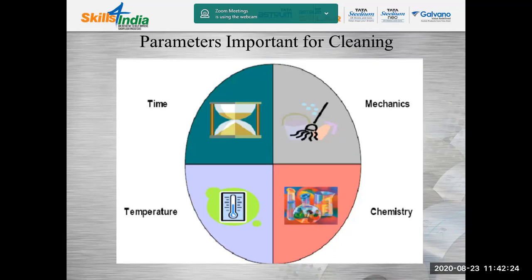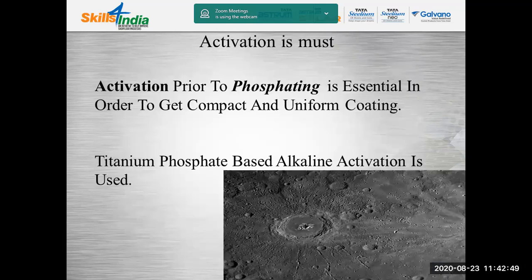Then mechanics, how you are going to clean. Then chemistry, what is the chemical formulation of your chemical. Then temperature, of course. The result at elevated temperature will be better than the result at room temperature. Activation is a must. Activation prior to phosphating is essential in order to get a compact and uniform coating. Titanium phosphate based alkaline activation is used.